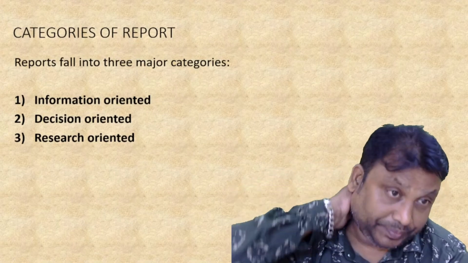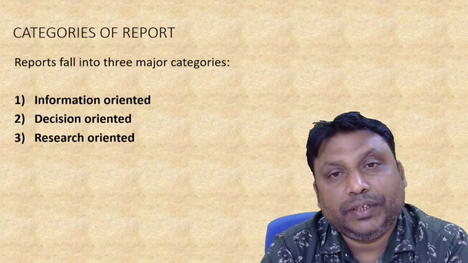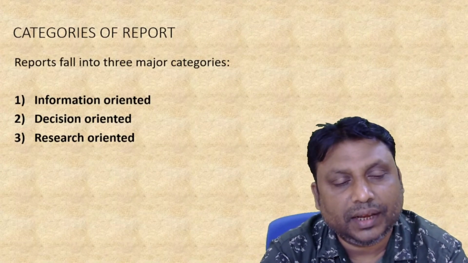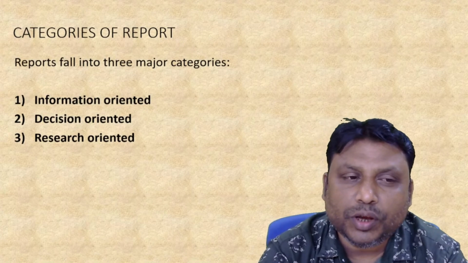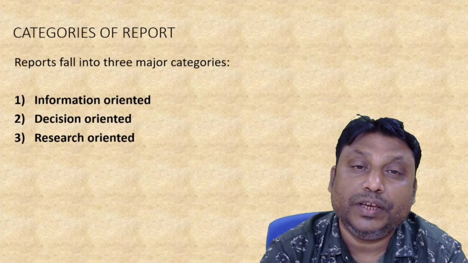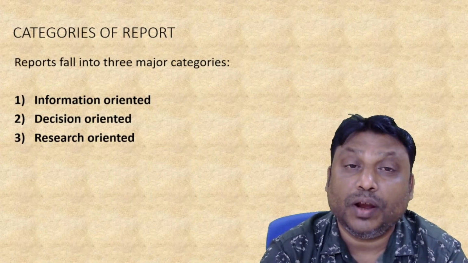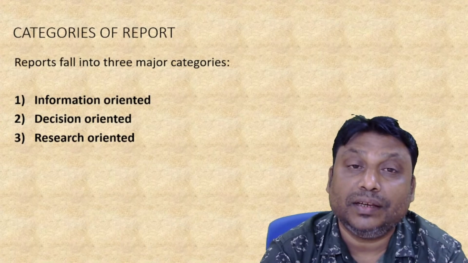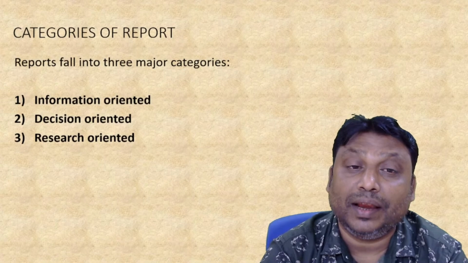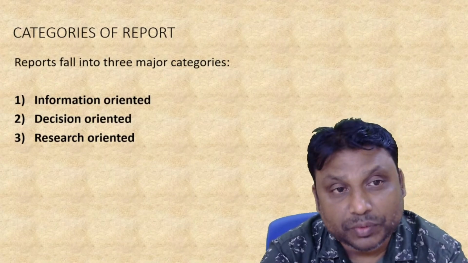Then, what are the categories of the report? We categorize the report into three major categories: information oriented, decision oriented, and research oriented. When you are preparing any research work, you have to give information to society. For what purpose? For taking decisions. If you are taking a decision, what happens? They go for further research.